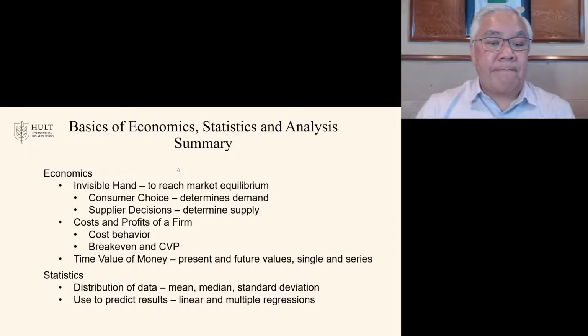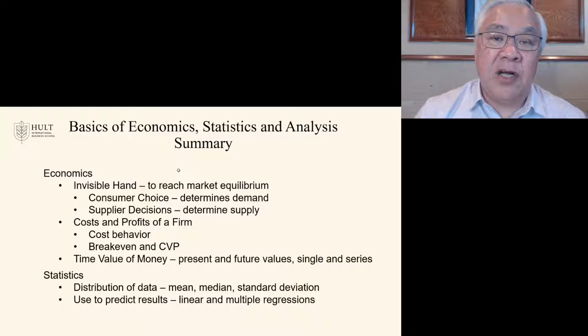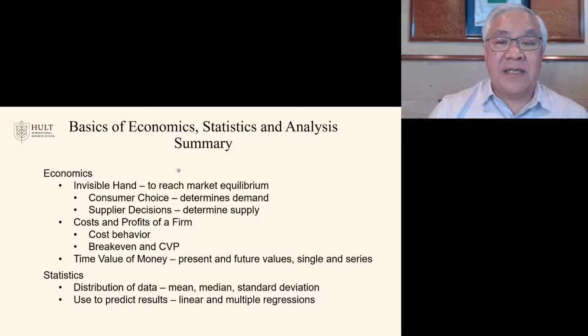So summarizing this first video lecture, in economics, we looked at how the market works, the invisible hand. We looked at consumer choices and how they would act given different pricing. And then we also looked at suppliers, how they would act given different pricing in the market. Then we looked at the costs and profits of the firm as expressed in cost, volume, profit. And we looked at the cost behavior: fixed, variable, mixed, and step. And then we applied the scenario where there's only fixed and variable into a single product example of CVP to get to a break-even point.